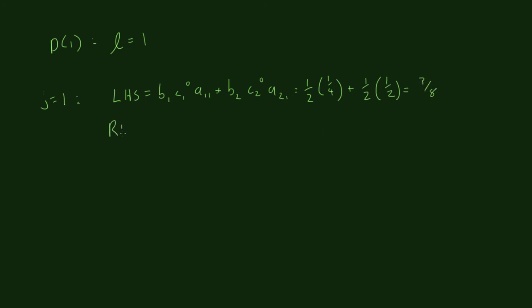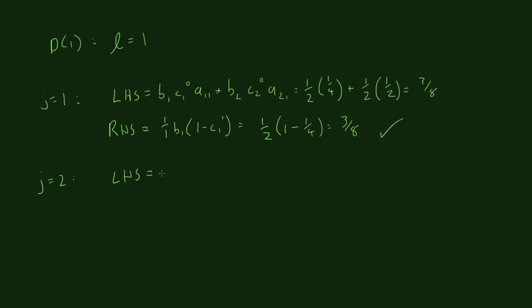The right hand side for the D condition is 1 over L, so 1 over 1 times BJ, which is B1, times 1 minus CJ, which is C1 to the power L, which is 1. So 1 over 1 is 1, B1 is a half, 1 minus C1 is 3/4. So a half times 3/4 is 3/8. So the D condition is satisfied when J is 1. What about when J is 2?